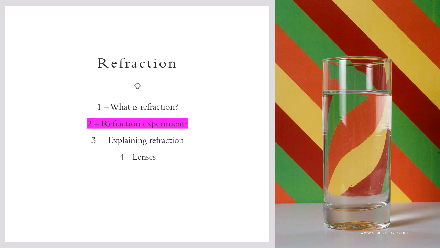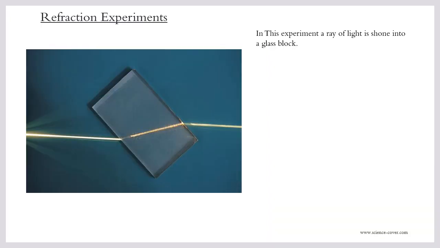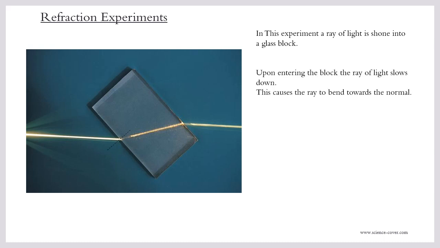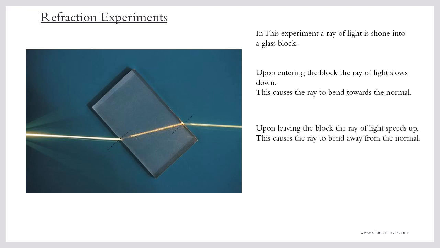Now let's look at the refraction experiment. In this experiment, a ray of light is shone into a glass block. Upon entering the block, the ray of light slows down. This causes the light to bend towards the normal. Upon leaving the block, the ray of light speeds up. This causes the light to bend away from the normal.